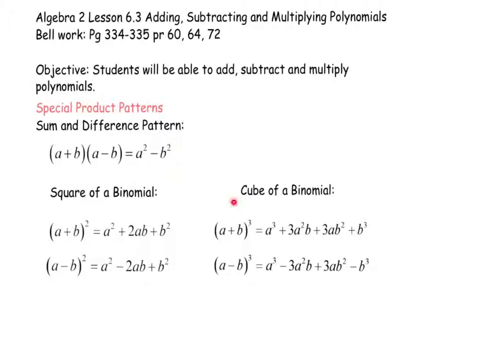And we are going to learn a new pattern, which is called the cube of a binomial. When I multiply a plus b times a plus b times a plus b, the answer will look like a cubed plus 3a squared b plus 3ab squared plus b cubed. And a minus b in parentheses to the third power is a cubed minus 3a squared b plus 3ab squared minus b cubed. Yes, you will have to memorize these formulas for the quiz and the test.